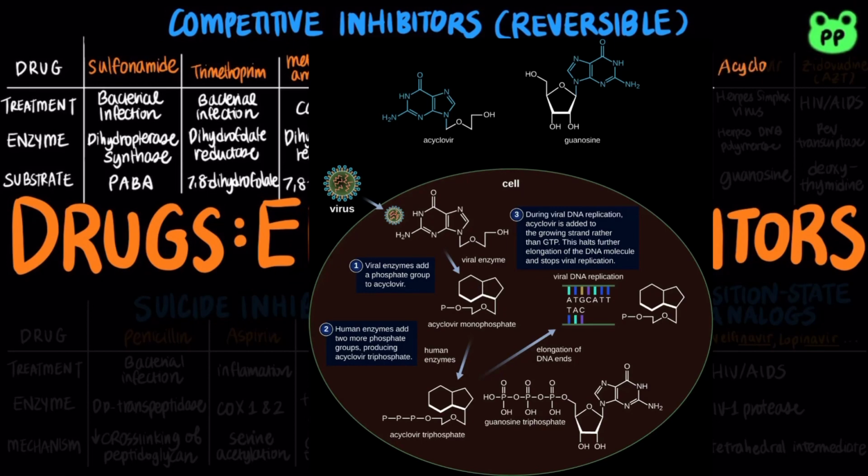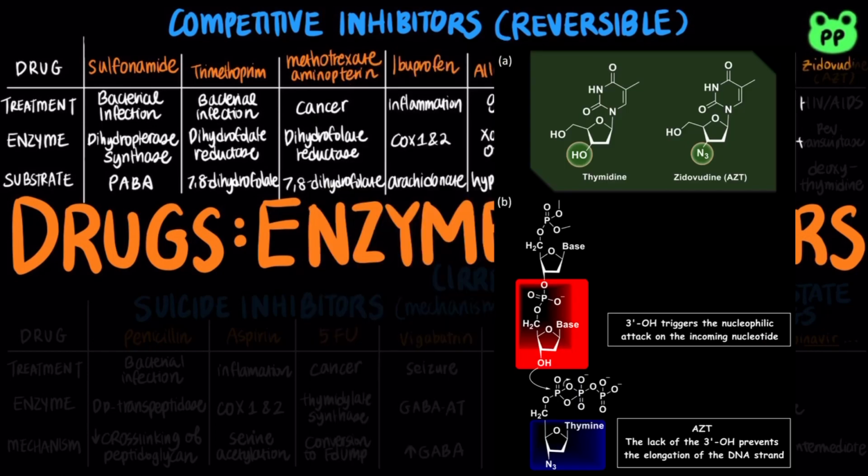Acyclovir is a nucleoside analog that mimics guanosine and inhibits the DNA polymerase of herpes simplex virus, thereby treating viral infection. Zidovudine, abbreviated as ZDV, also known as azidothymidine or AZT, is a thymidine analog that inhibits reverse transcriptase, treating HIV/AIDS infection.